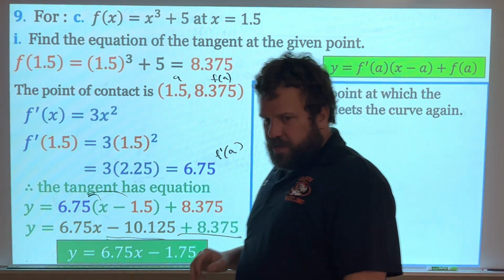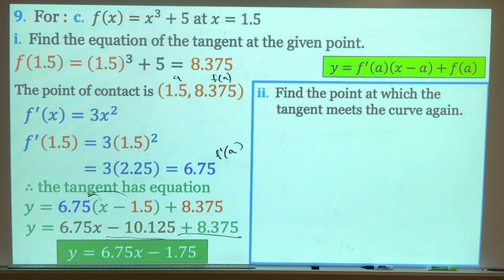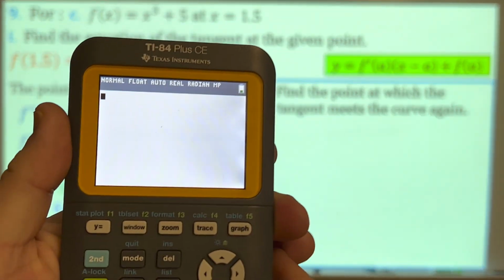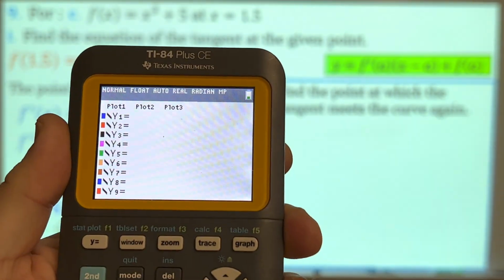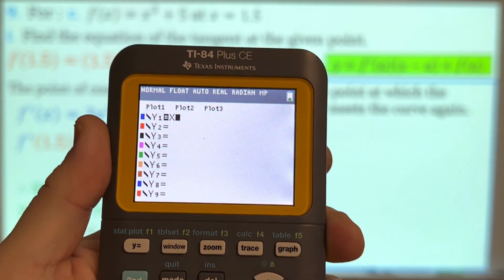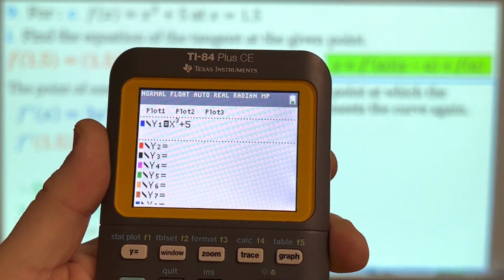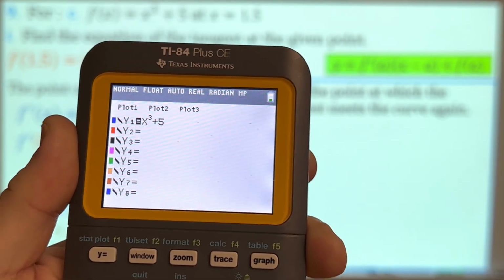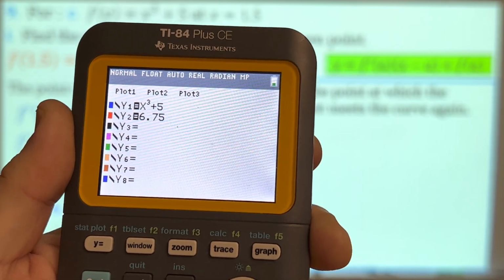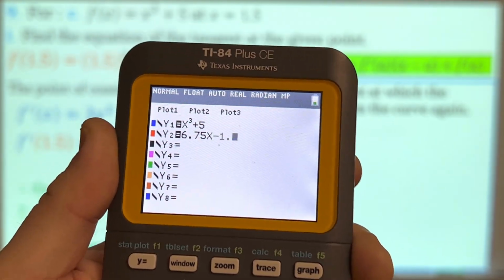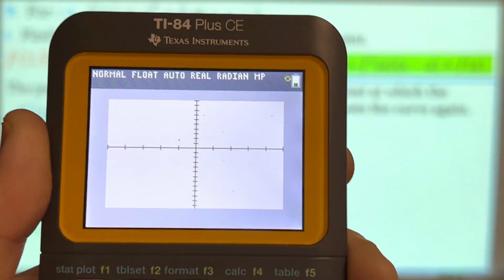The point where the tangent hits the other point. Once again, let's just get this calculator going. And I like to keep on showing you just because it's better. Y equals, clear. Enter the first equation in: x caret 3 plus 5. Enter. And then we get, what do we got? 6.75. You can enter in decimals. x minus 1.75. Boom. Graph.